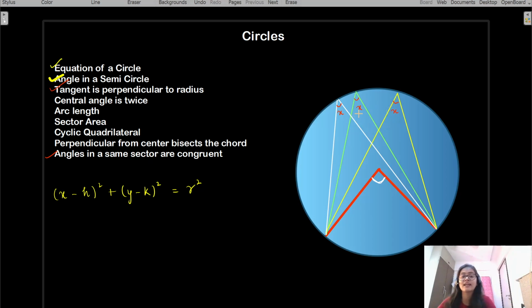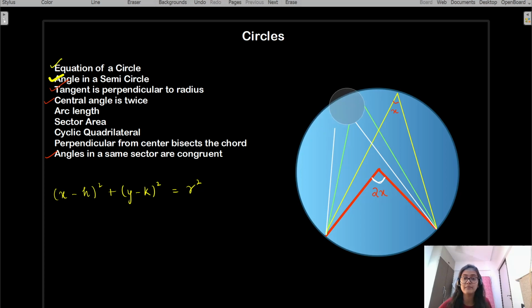These three angles that you see, the white, green and yellow one, these are the angles in the same sector. So angles in the same sector are congruent. That's your last theorem. And the fourth theorem says that the central angle is twice the angle in the remaining portion of the circle. So if these three are x, then the central angle is going to be 2x. That's your fourth theorem. Then the fifth concept is arc length.